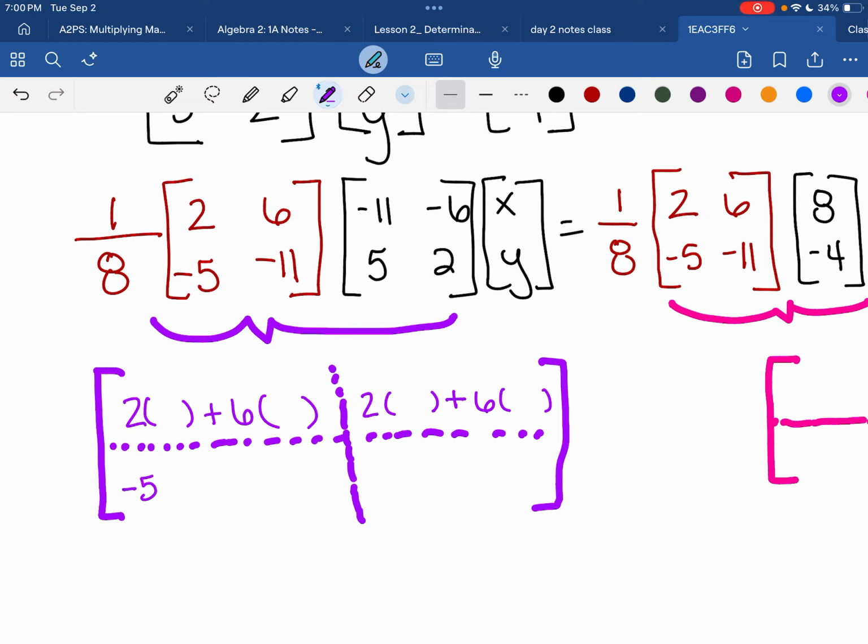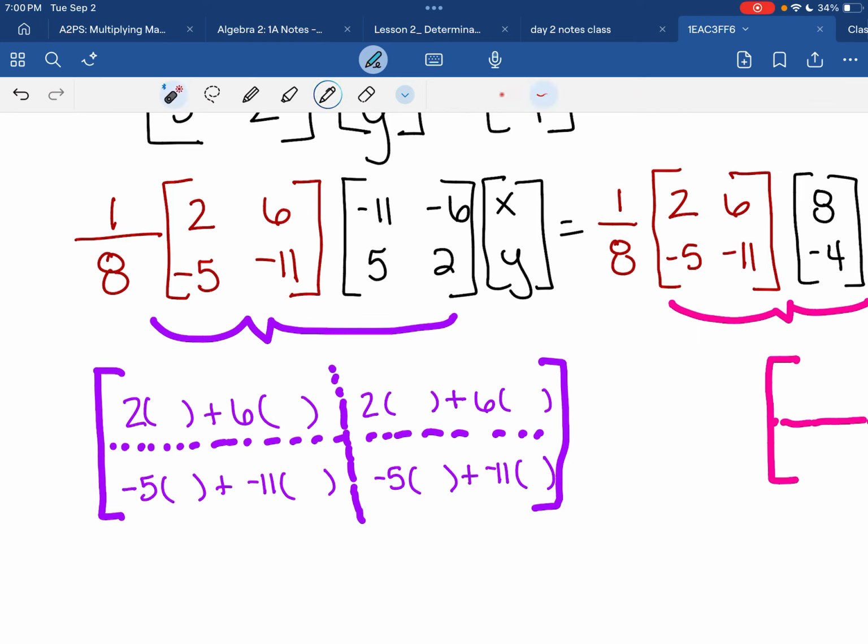Row 2 is negative 5 times something plus negative 11 times something. What values are going to go there are from my wonderful columns. So this is column 1. This is going to be column 1. This is column 2. This is going to be column 2.